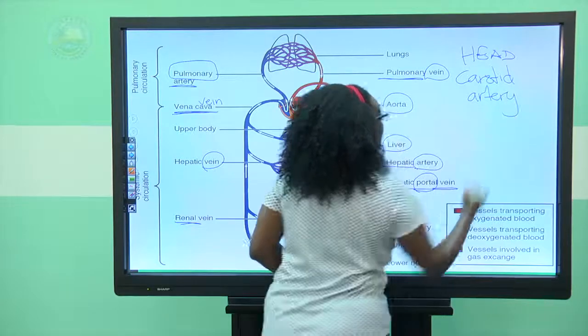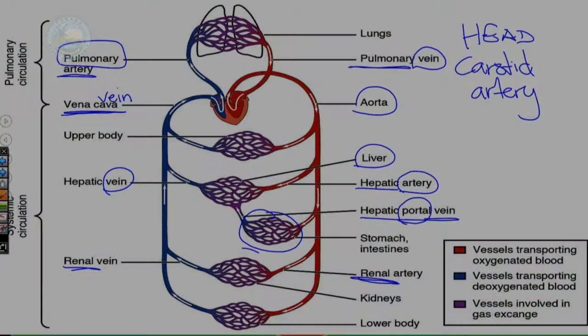This one is taking blood from the aorta and going towards your head. And from your head, of course, we dealt with the superior vena cava. Okay? So you need to know the names of the major blood vessels associated with different organs in your body.